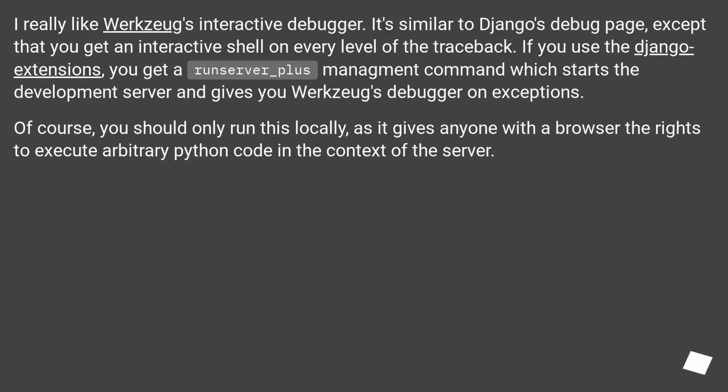I really like Werkzeug's interactive debugger. It's similar to Django's debug page, except that you get an interactive shell on every level of the traceback. If you use the Django extensions, you get a runserver_plus management command which starts the development server and gives you Werkzeug's debugger on exceptions. Of course, you should only run this locally, as it gives anyone with a browser the rights to execute arbitrary Python code in the context of the server.